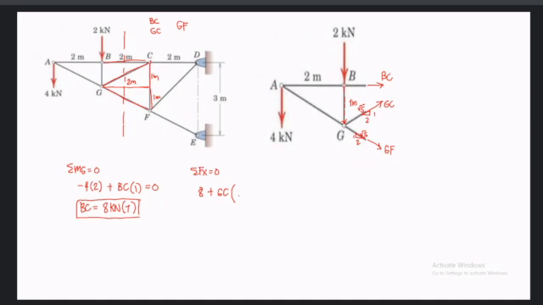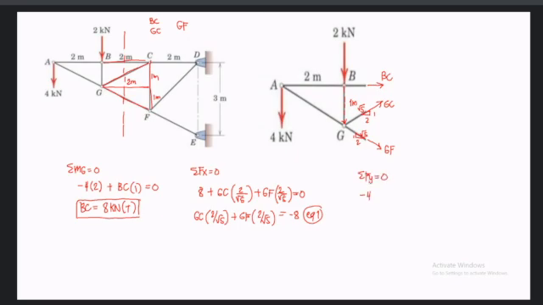Okay, so this is multiplied by 2 over square root of 5 and then plus GF multiplied by 2 over square root of 5. Okay, so simplifying GC times 2 over square root of 5 plus GF times 2 over square root of 5 is equal to negative 8. That's your equation 1. Your equation 2 will come from summation Fy is equal to 0.